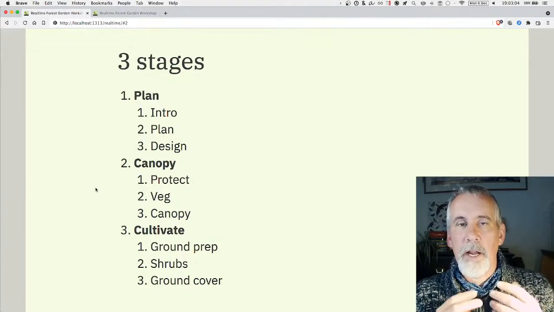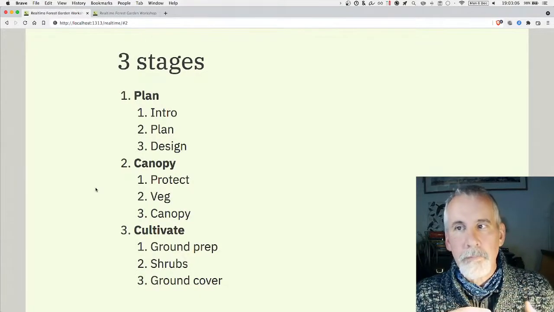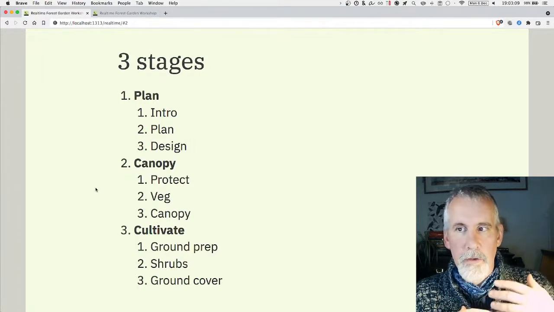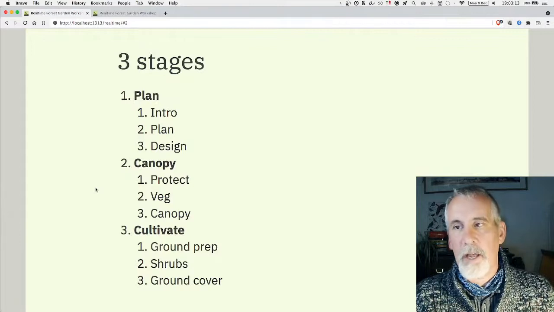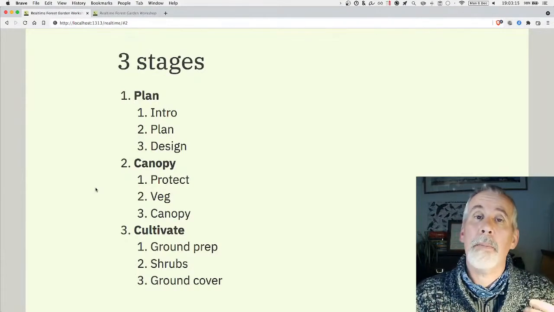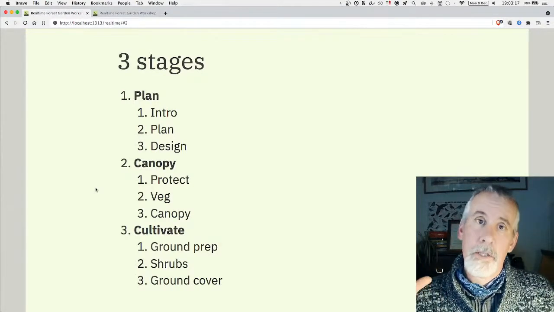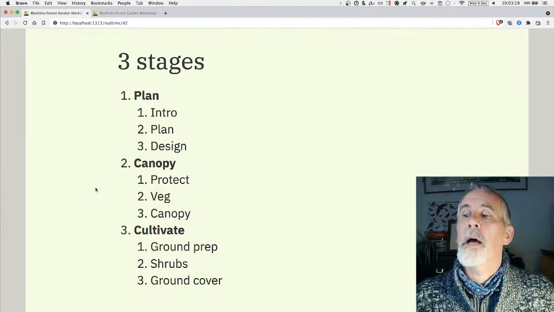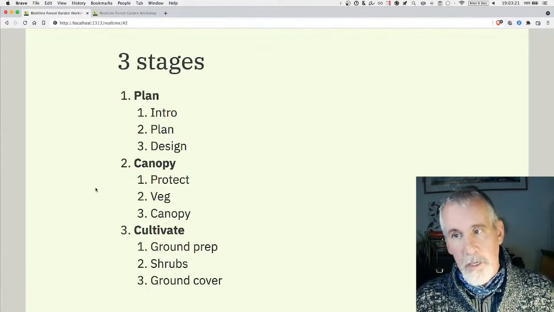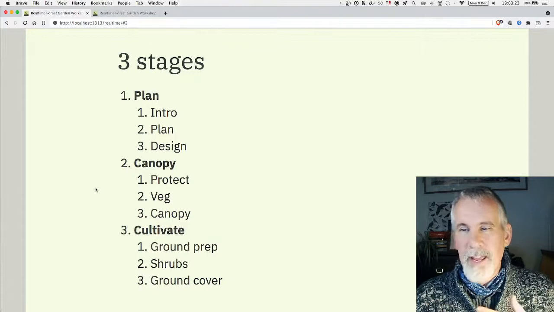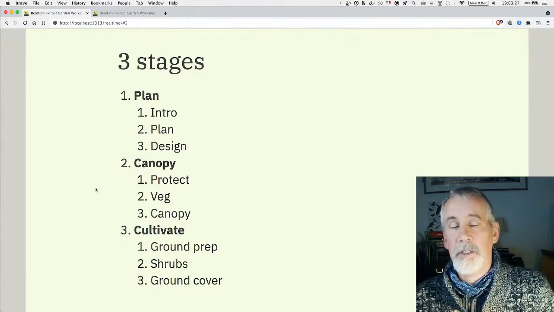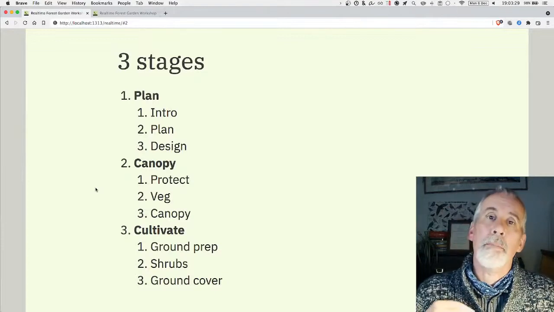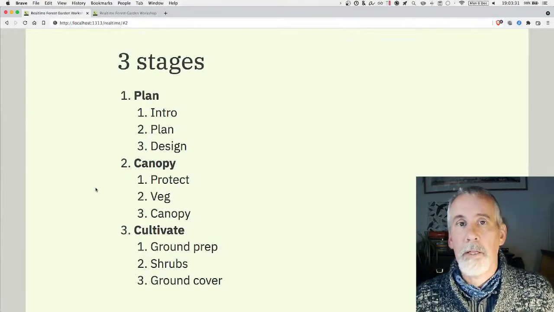This is creating the infrastructure for the garden. There are 3 different parts to that: protection, mostly windbreaks; perennial veg, getting them started early; and then the canopy layer, which is your structural plants, your big trees. And then the third phase really is cultivating. So cultivating each section, preparing the ground, planting the shrubs, planting out the ground cover.